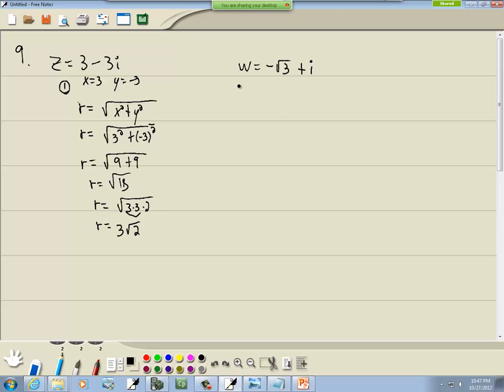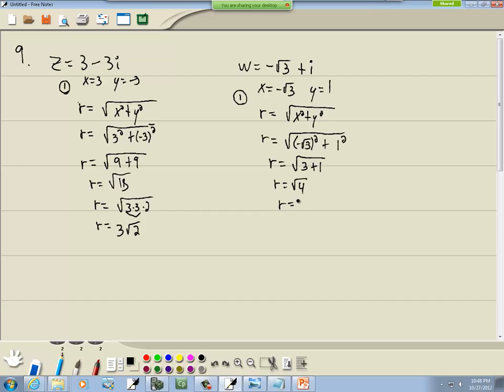And let me go ahead and do the r on this one too. Okay, so x is equal to negative square root of 3. Y is equal to the number before i, which is 1. R is equal to square root of x squared plus y squared. So r is equal to negative square root of 3 squared plus 1 squared. Squaring the negative becomes positive, and the square root and the second power cancel each other out, and you're left with 3. And 1 squared is 1, which is square root of 4, which gives us 2.